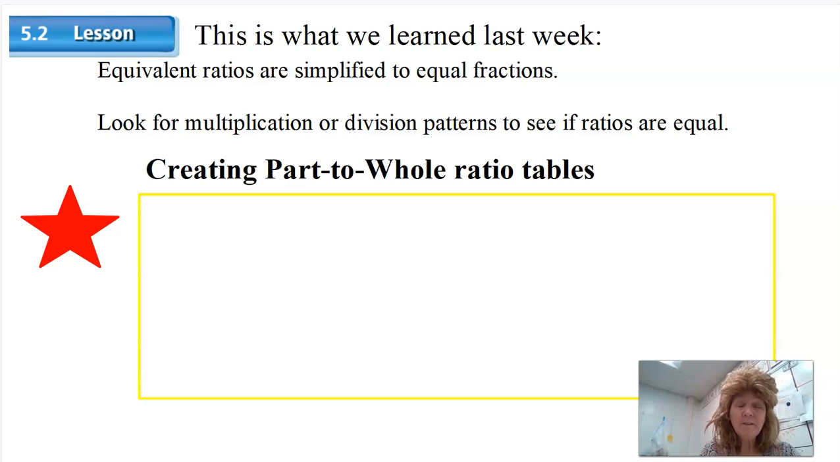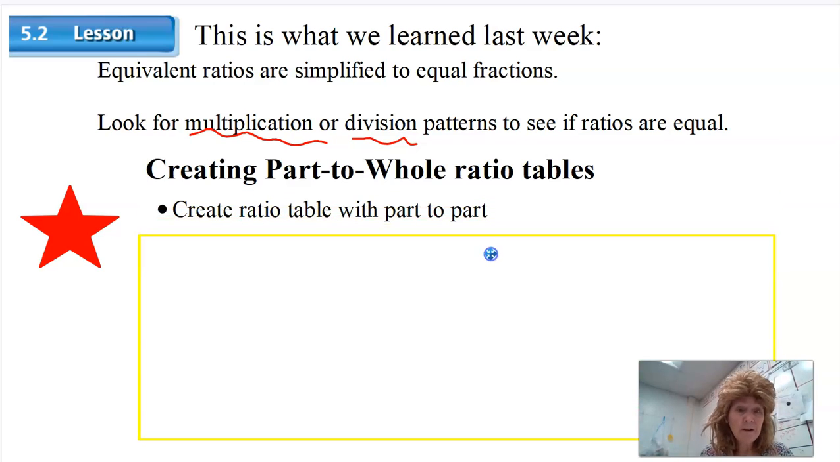Okay, so now this is what we've been learning about, right? We've been learning that equivalent ratios simplify to the same equal fraction. We've been looking for multiplication and division patterns. And then today's notes, we're starting with how do we create part to whole ratio tables. Okay, so here's what we're going to fill in. We create a ratio table with part to part. So fill in the word part, fill in the word part.